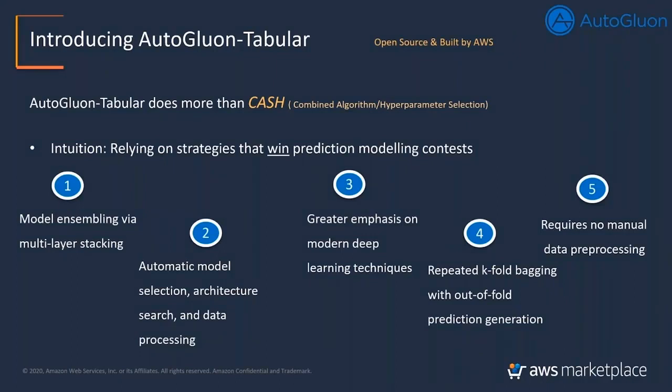AutoGluon-Tabular does more than cache. It relies on strategies that win prediction modeling contests on sites such as Kaggle through multi-layer stack ensembling. It is the only AutoML system that implements multi-layer stack ensembling, and this is a hugely influential feature in AutoGluon. We also do automatic model selection, architecture search, and data processing. And we have a greater emphasis on modern deep learning techniques such as deep neural networks than most other AutoML systems. We do techniques such as repeated k-fold bagging with auto-fold prediction generation to ensure that we don't overfit. And we require no manual data preprocessing.